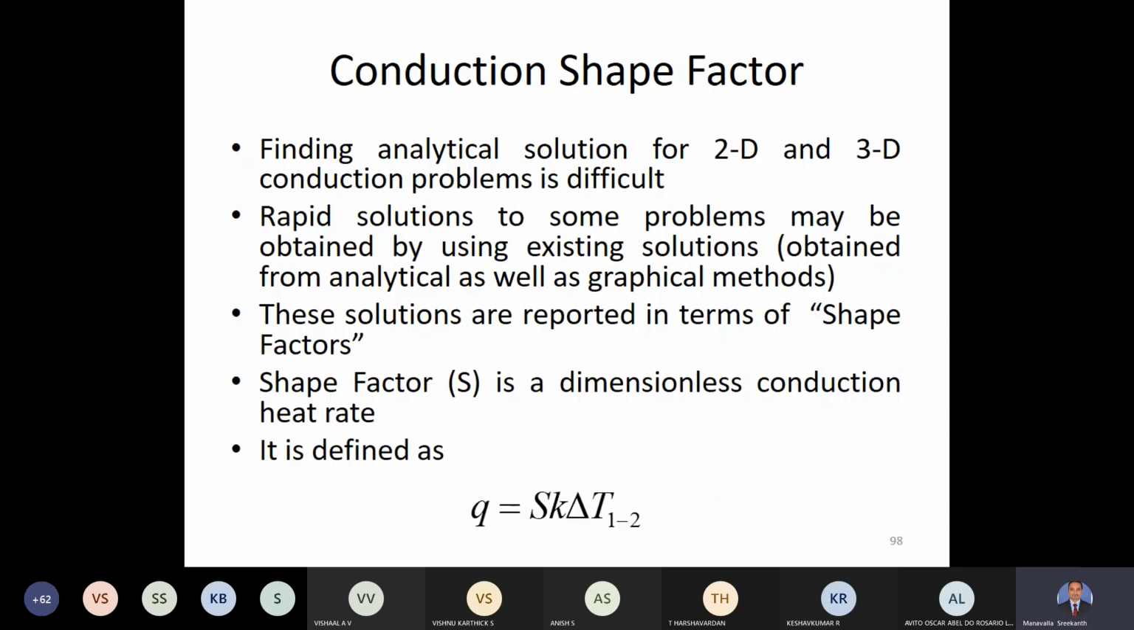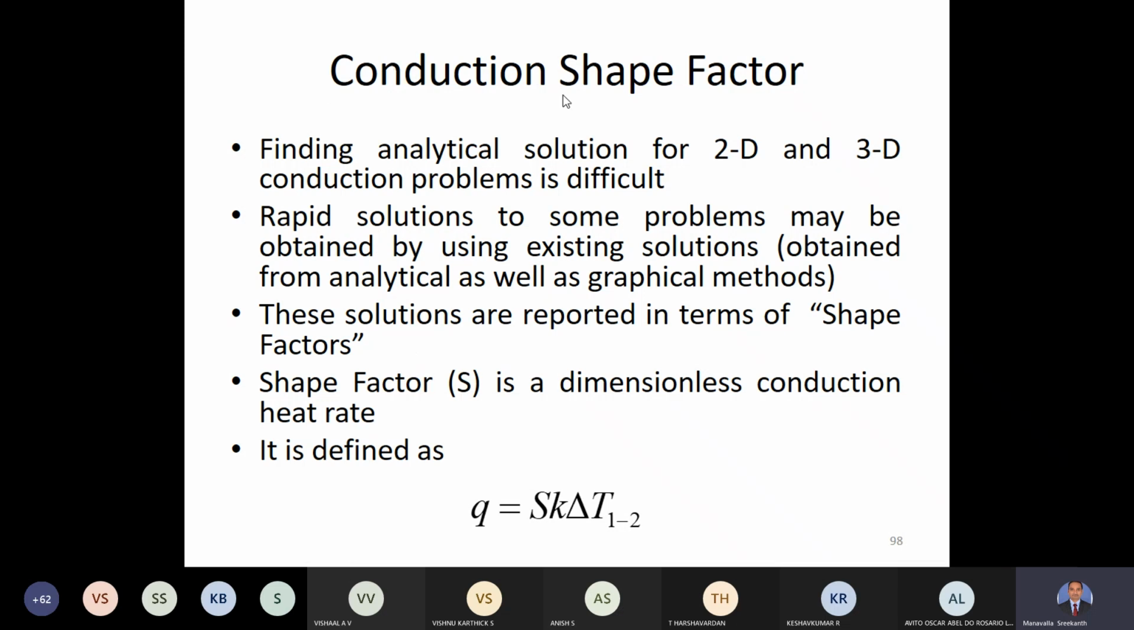So after doing all this, people have come up with what is called the conduction shape factor. What is this conduction shape factor? Finding an analytical solution for 2D and 3D conduction problems is difficult. Therefore, rapid solutions to some problems may be obtained using existing solutions obtained from analytical as well as graphical methods. So these solutions are reported in terms of a shape factor. So for easy or quick reference, these standard shapes have been pre-solved and made available in the form of tables, and a new term called the conduction shape factor is introduced.